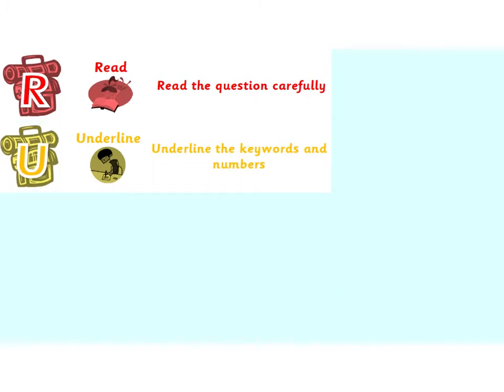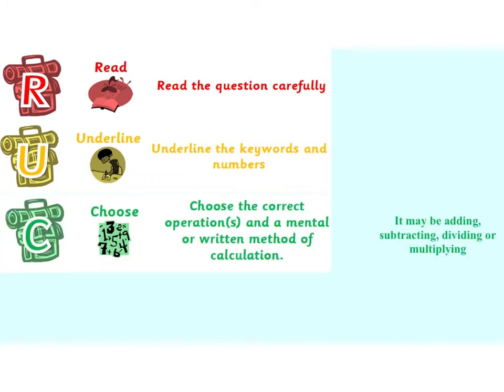U, step 2. U is for underline. What you need to do is underline the key words and numbers in the word problem. Step 3, C, is for choose. You have to choose the correct operation and a mental or written method of calculation. So it could be adding, subtracting, dividing or multiplying. So you are choosing what you need to do, what method of calculation you are going to be using.